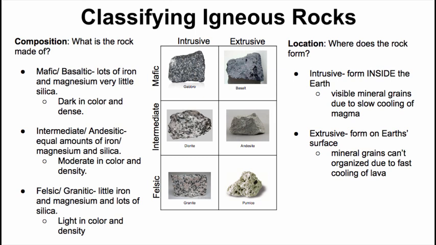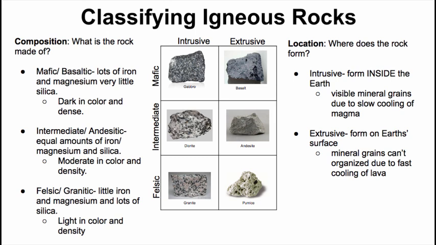Intermediate rocks, or andesitic rocks, contain equal amounts of iron and magnesium and silica. They're a moderate color and density. And then lastly, you have felsic granitic rocks. These are very little iron and magnesium and lots of silica. So they tend to be light in color and low density.